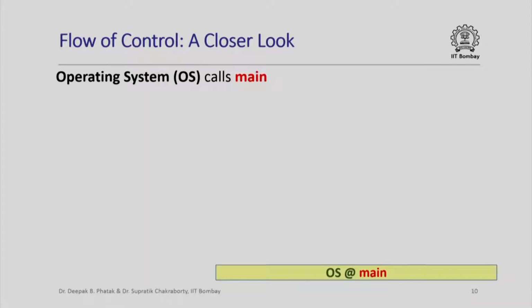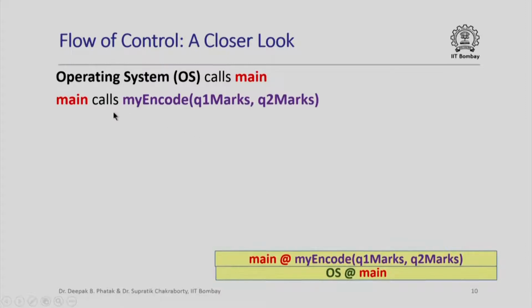Now having seen this animation of how control flows, let us take a closer look at what exactly is happening. The operating system called the function main. I have sort of represented it here by saying that the operating system at some point of time called the function main. The main called the function myencode with two parameters. So I have put that on top of the previous entry that I had kept there, because this is the latest function call that happened.